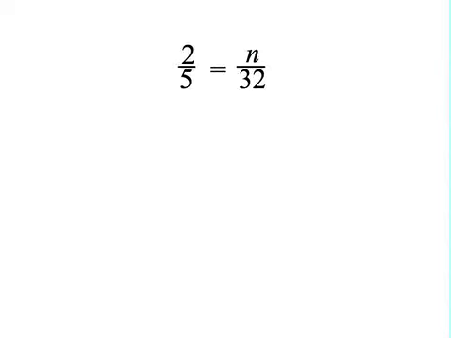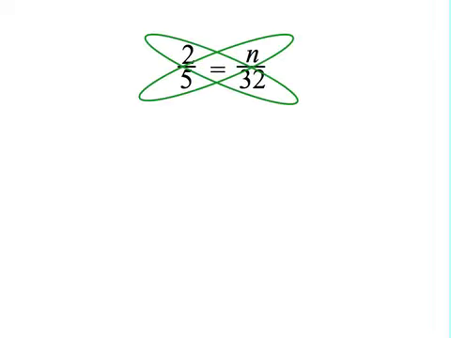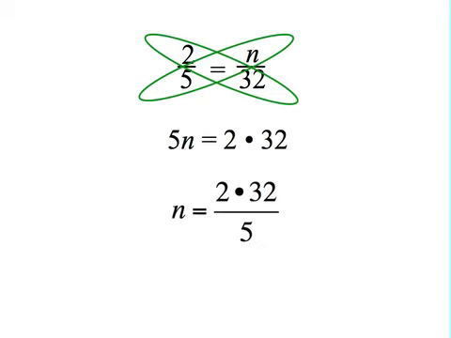As you can see in this proportion, 5 does not go into 32. So we'll apply our property giving us that 5n is equal to 2 times 32. So n is equal to 2 times 32 over 5. We'll get out our calculator. 2 times 32 is 64, and the calculator tells us that 64 divided by 5 is 12.8. So 2 is to 5 as 12.8 is to 32.